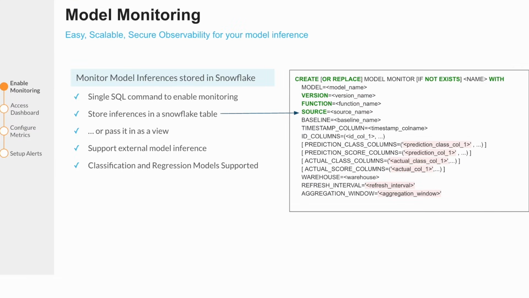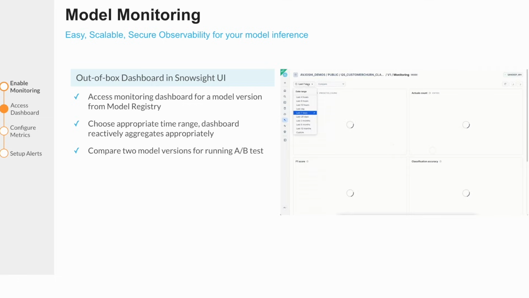All monitored model inferences are stored in Snowflake. All you have to do is write a single SQL command to enable monitoring, and this stores the inferences in a Snowflake table using the source parameter. Or you can even pass it in as a view. It also supports external model inference, and classification and regression models are supported. On the right-hand side, you can see a sample script along with its parameters in terms of how you can create a model monitor.